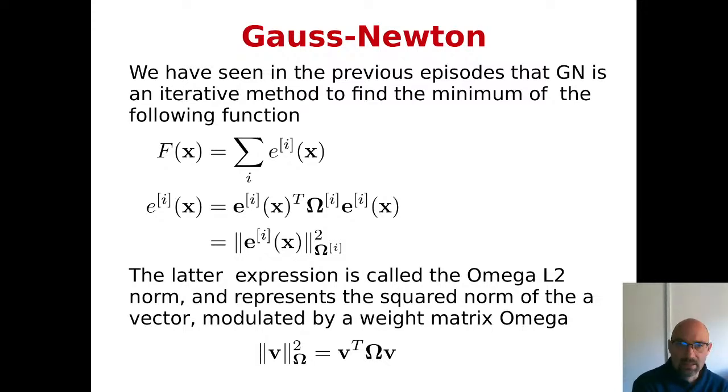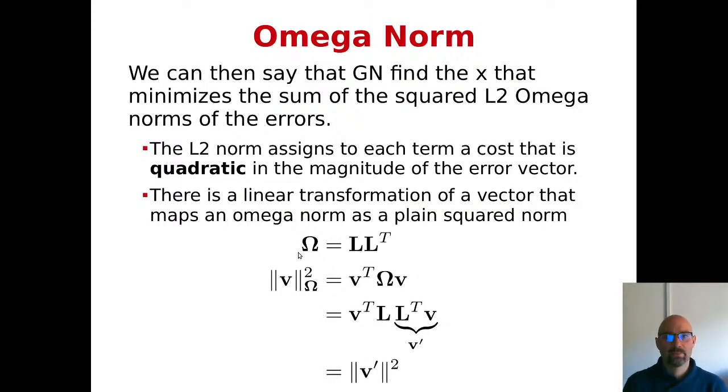And this is what we minimize: the sum of the squared omega L2 norms of the error vectors. This is what we minimize with Gauss-Newton. Now there are some considerations we can make. Instead of talking about the omega norm, we can always talk about the normal L2 norm, with omega set to the identity, if we slightly massage the vector.